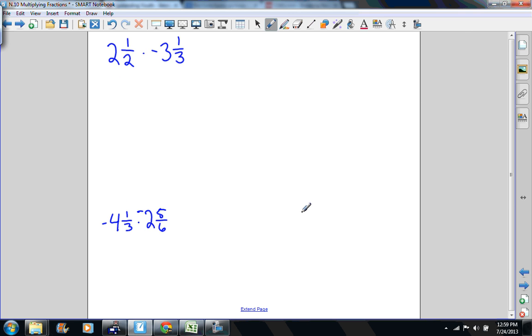Okay. Mixed numbers, just like we did before. We have to turn them into improper fractions and then multiply. So this is 5 over 2. And this, once again, you got to do that negative last. So it ends up being 3 times 3 is 9 plus 1 is 10 over 3 with a negative right there. So it gives us negative 50 over 6, which is negative 25 over 3.